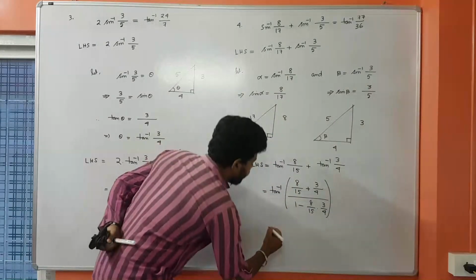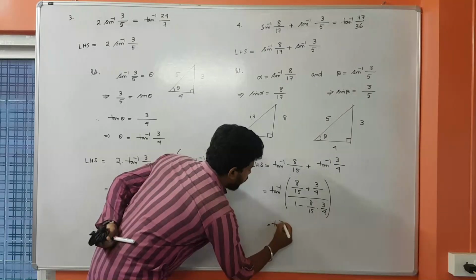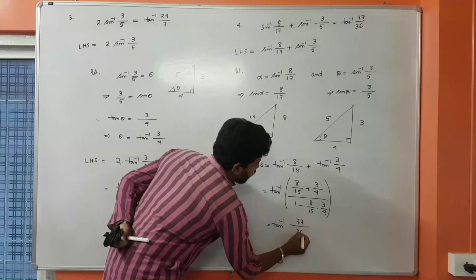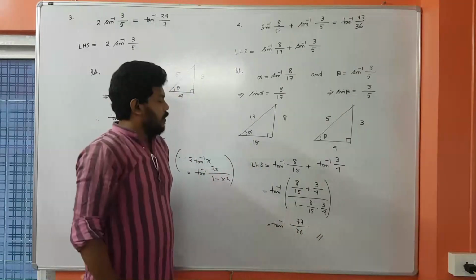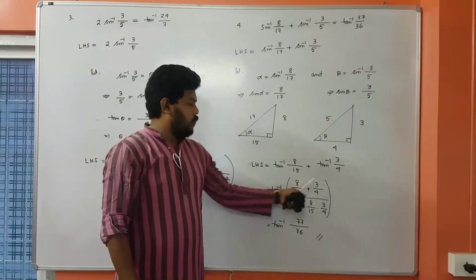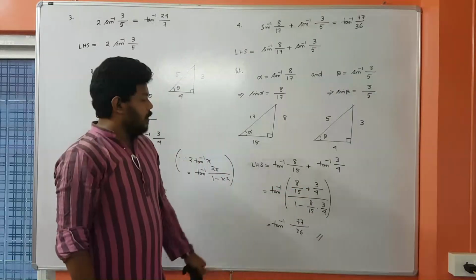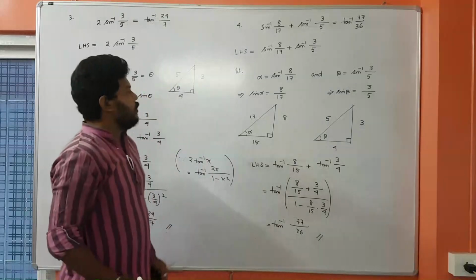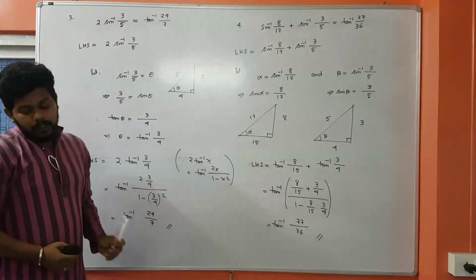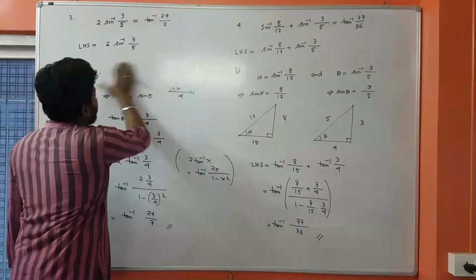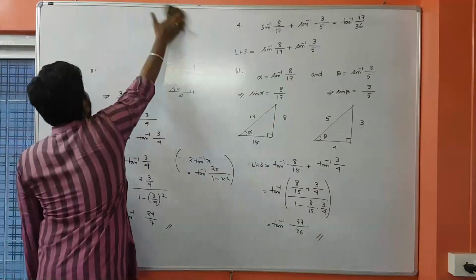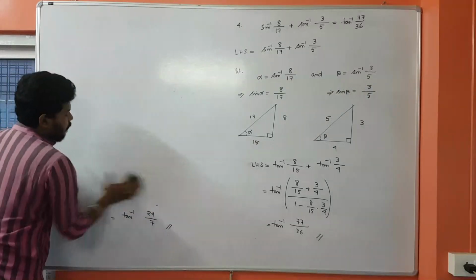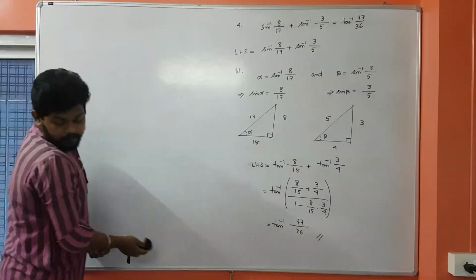Now calculate, and you will get the solution to be 77 by 36. 4 8s are 32 plus 45, this is 77, and 60 minus 24, this is 36. You got the solution. This is your number 4. Now proceed for question number 5.